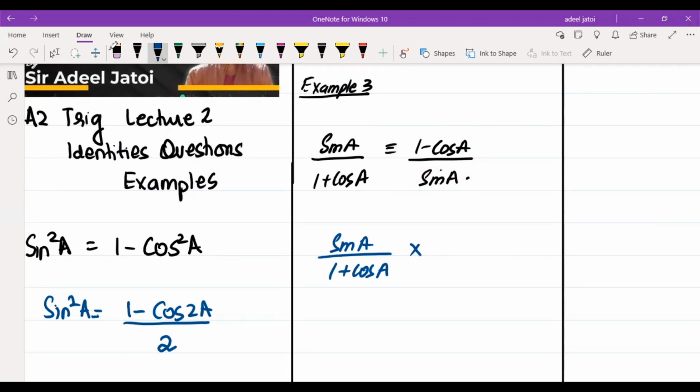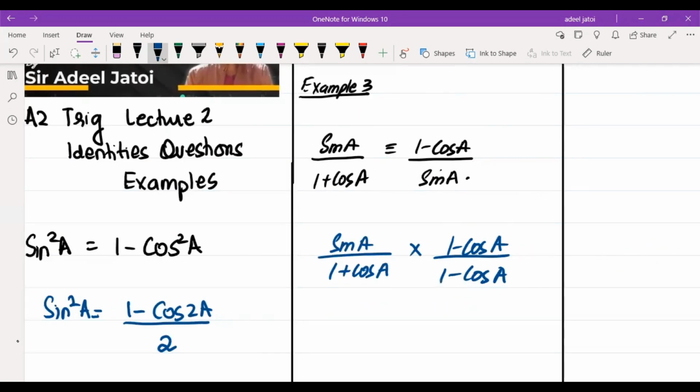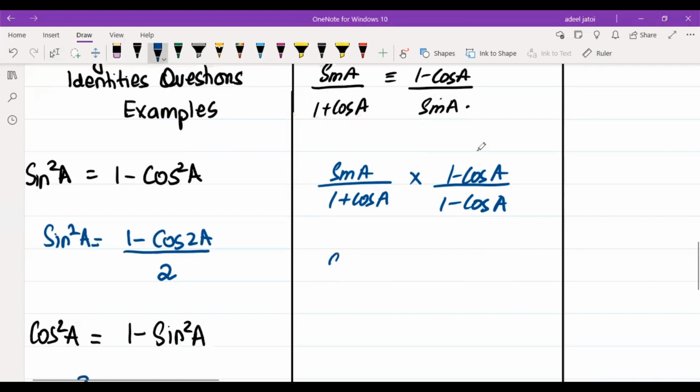When you introduce something in the numerator, you can always introduce that in the denominator as well. So what we can say is this can be 1 minus cos A upon 1 minus cos A, because the identity here states that we need to have 1 minus cos A in the numerator. So to change 1 plus cos A, we have to introduce 1 minus cos A to make sure that 1 minus cos A can come in the numerator. So now here what we can have is sine A, 1 minus cos A, and this can be 1 minus cos A and 1 plus cos A.